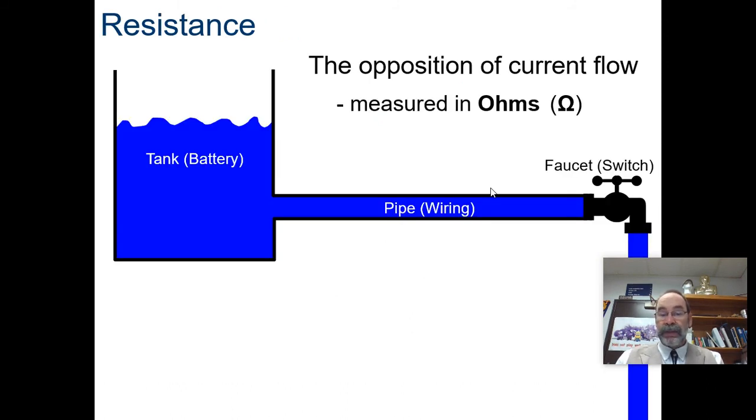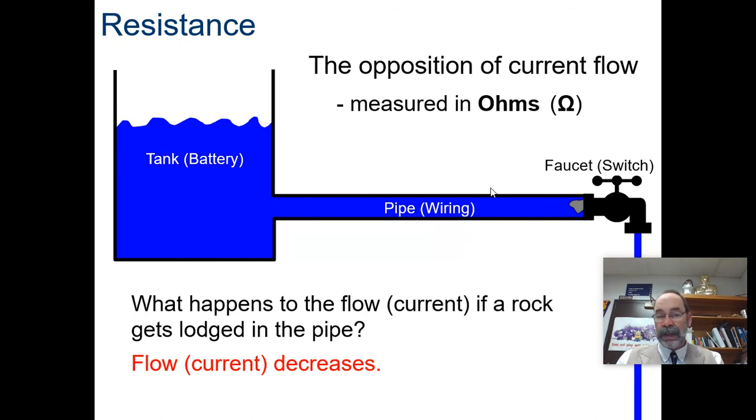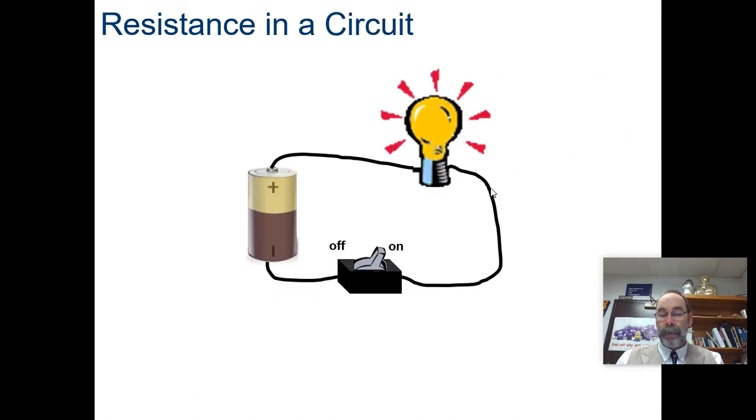Okay, now resistance measured in ohms, or a little horseshoe there. Okay, what happens to the flow if we stick a rock in it? Well, we've got resistance now. Okay, it's going to plug it up a little bit. The flow decreases, the current decreases. So the resistor is going to prevent the flow or the current from going as fast as it did.